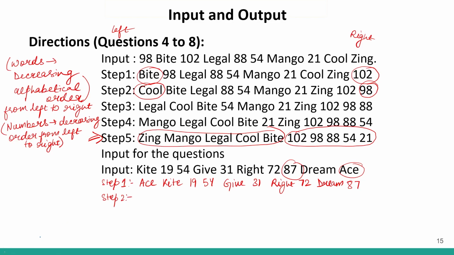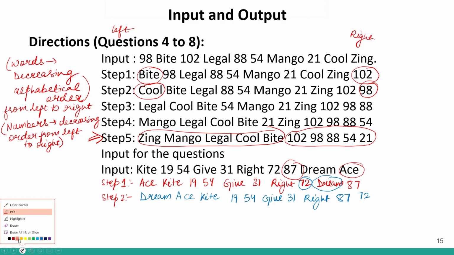What will be step 2? In step 2, we will do the same thing. We will look at the next word, which will be dream, and the next big number will be 72. So we will get dream and 72 over here, and the rest of the arrangement will remain the same. So it will be dream, ace, kite, 19, 54, give, 31, write, and 87.